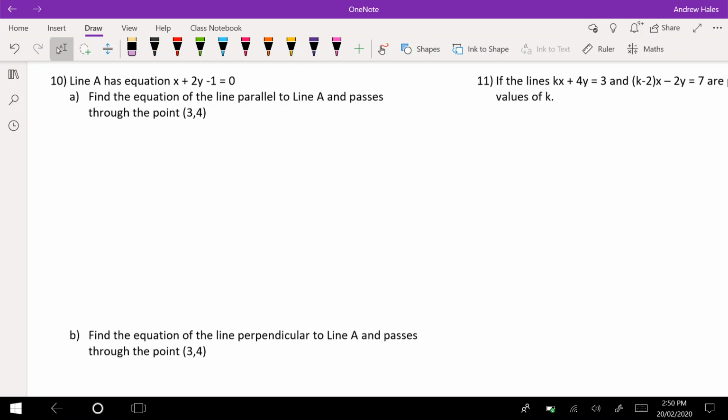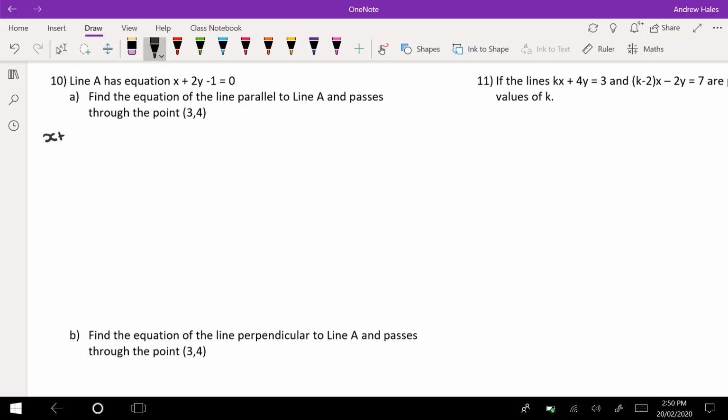So if a line A has equation x plus 2y take 1 equals 0, find the equation of the line parallel to line A and passes through the point 3, 4. Well, that's in general form. We want it in gradient intercept form. That's going to help us find the gradient, and it's much easier for us to work with.